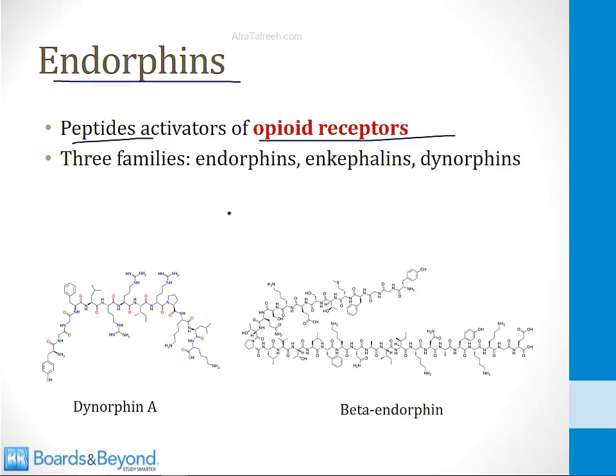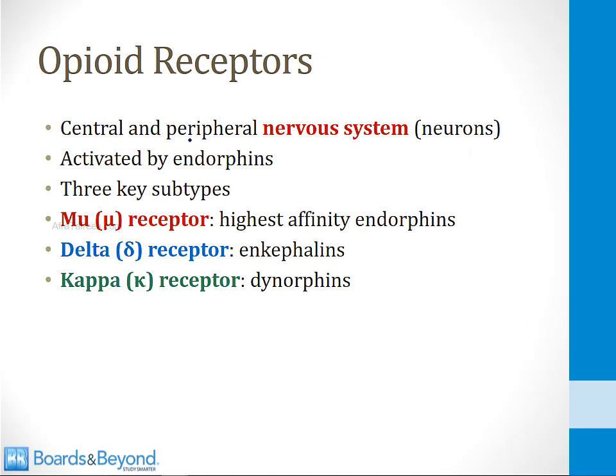Endorphins are divided into three families. First are the endorphins, second is the enkephalins, and last is the dynorphins. And endorphins are large peptide molecules. For example, this is the structure of dynorphin A on the left here, and this is the structure of beta endorphin on the right here. So endorphins are the naturally occurring substances that activate opioid receptors.